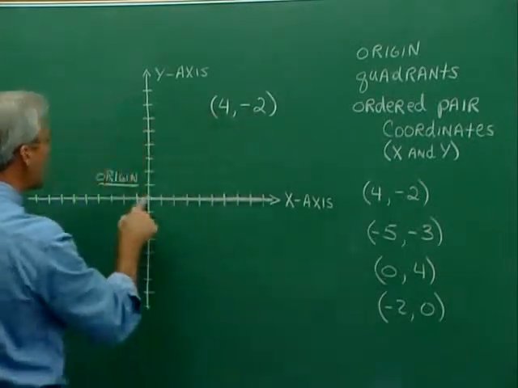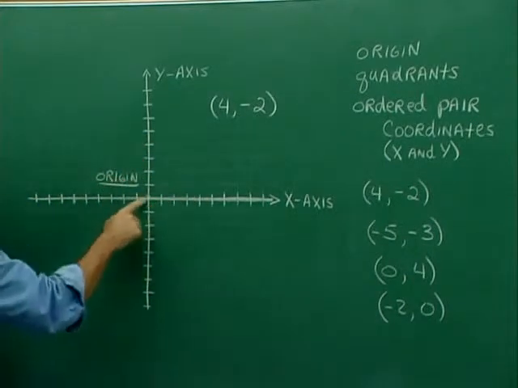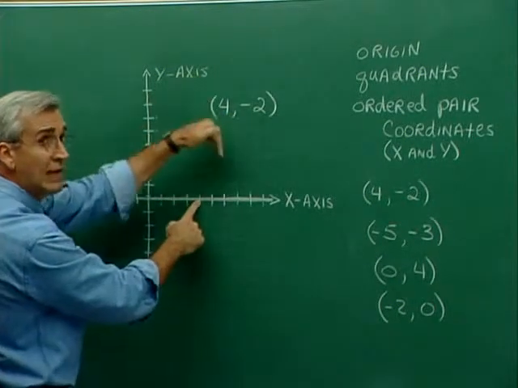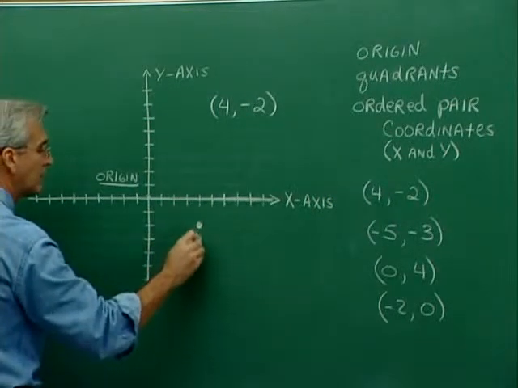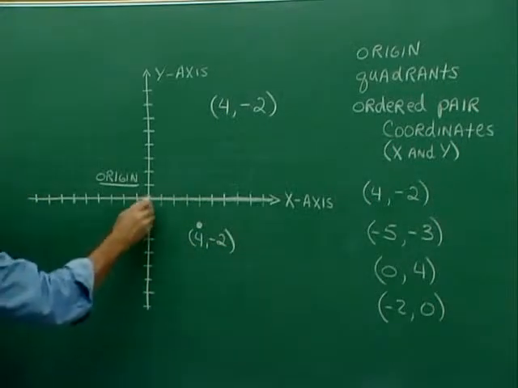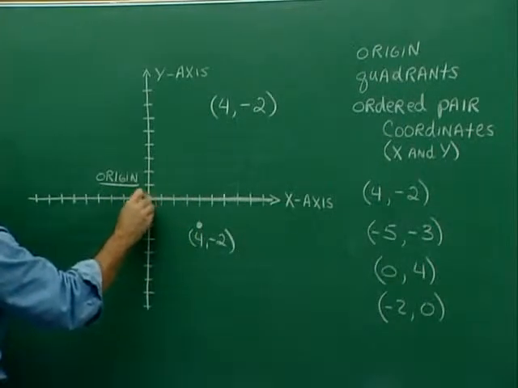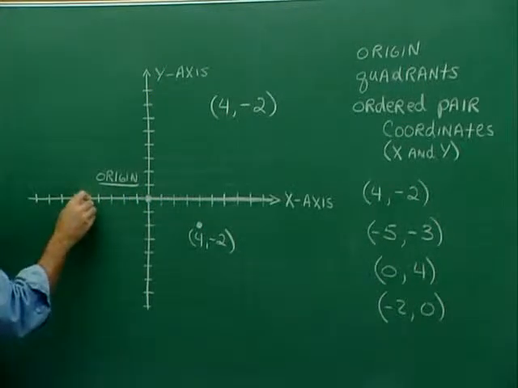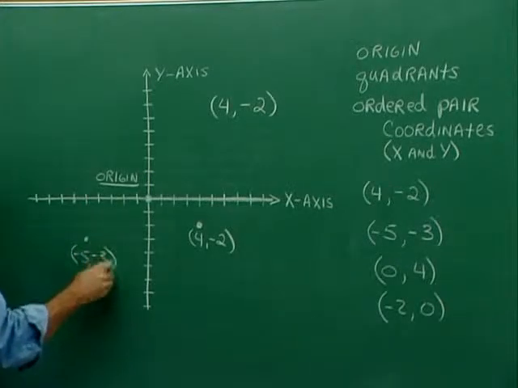Now, to locate a point, we begin at the origin and we move according to the distances indicated. 4 horizontally means from the origin go a distance of 1, 2, 3, 4, and then -2 means down 2 vertically, so we go down 2, and here then is the point (4, -2). Let's locate a couple of other points. How about the point (-5, -3)? From here, -5 means to the left, the negative direction horizontally, so it's 1, 2, 3, 4, 5, and then down 1, 2, 3. So here's the point (-5, -3).